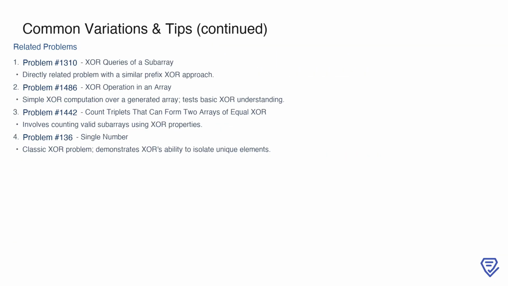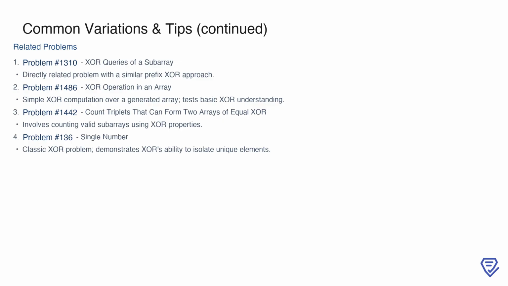XOR problems are often connected to other challenges, making it helpful to explore related problems. For instance, problem number 1310, XOR queries of a subarray, is directly related and uses the same prefix XOR approach. Another example is problem number 1486, XOR operation in an array, which involves straightforward XOR computation over a generated array and tests your understanding of basic XOR operations.